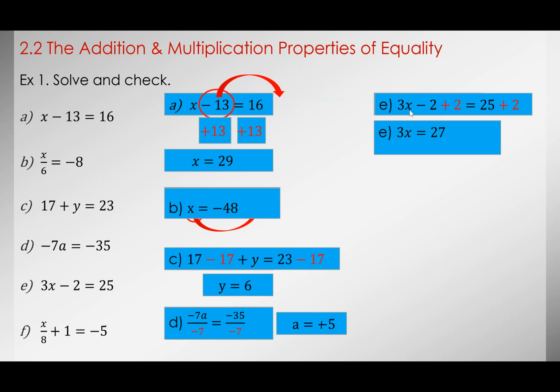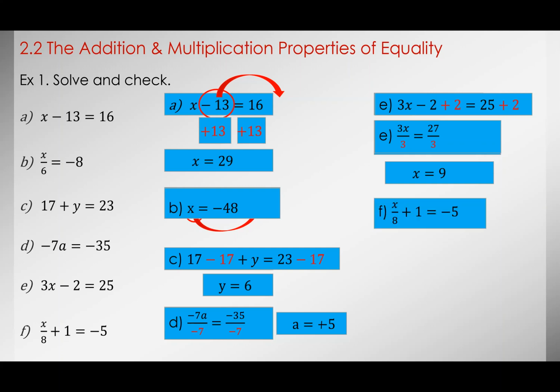And look at this, we're back to the earlier question: how do I get rid of multiplication? How do I get rid of this 3? To get rid of this 3, I need to divide. If I divide one side, I need to divide the other side, which in this case is 27 divided by 3 to give me 9. So again, your goal is to get rid of addition or subtraction first, and then multiplication or division last. Similarly, let's take a look at F, and then I will see if you guys have questions.